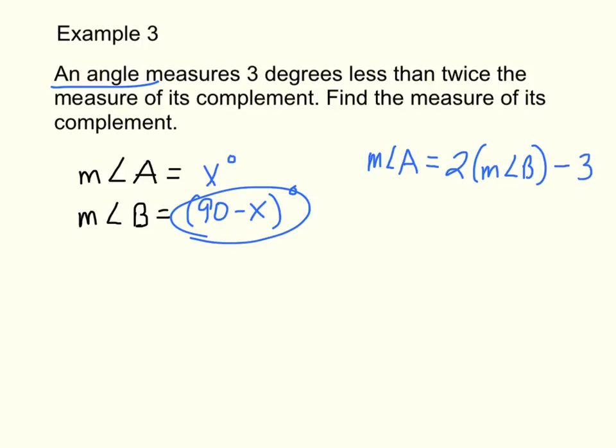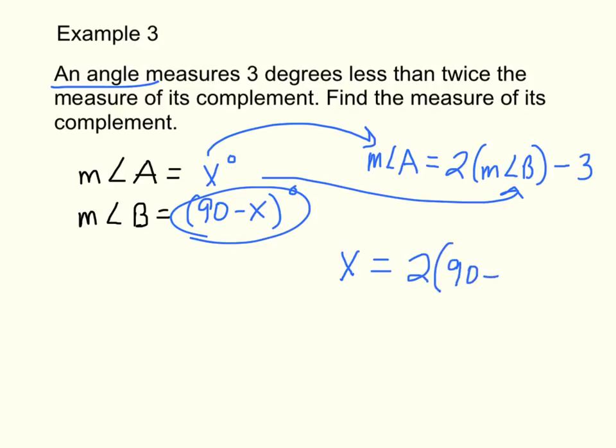So if we plug these in, we're going to substitute the measure of angle A. One of the angles is x. It measures twice the complement, and it's 3 degrees less than that. So let's look at what it says. An angle measures 3 degrees less than twice its complement. So now we solve this. x equals, distribute the 2.